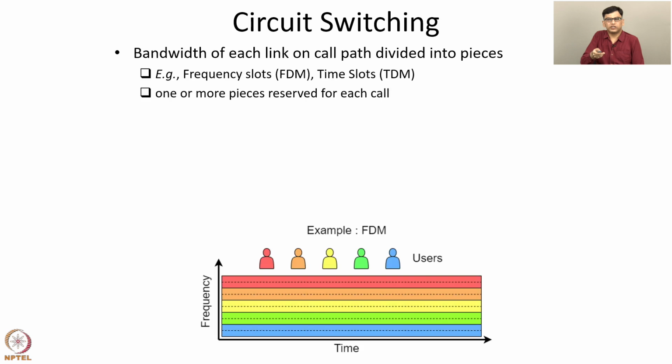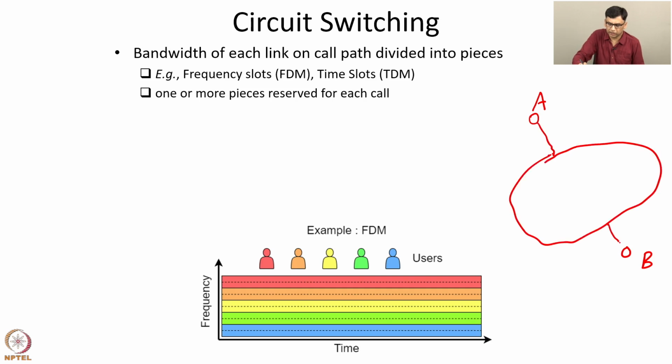So let's discuss circuit switching in more detail. Consider an end system A. So let's suppose this is end system A and this is end system B. They want to communicate over a network. Let's illustrate the network by a cloud. So this is a network, and there are many routers in this network.